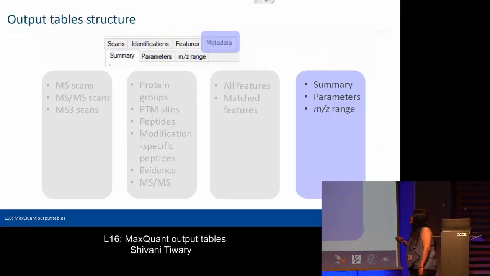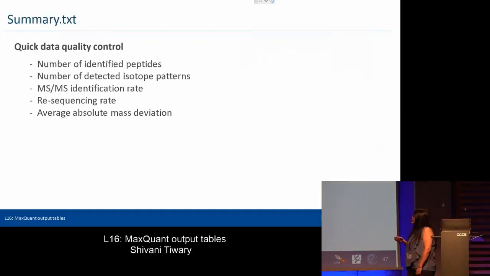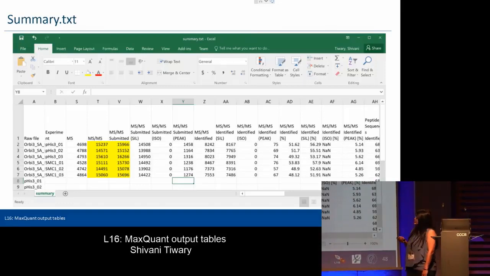So up next would be the highest level, the metadata, where you have all the summary and all the parameters for this experiment. The summary text includes the number of identified peptides, the number of detected isotope patterns, your identification rate for your MSMS, and the resequencing rate. And here in the summary text, you can see all the MSMS information, which are the MSMS submitted.